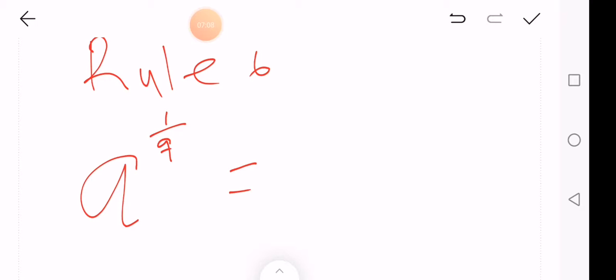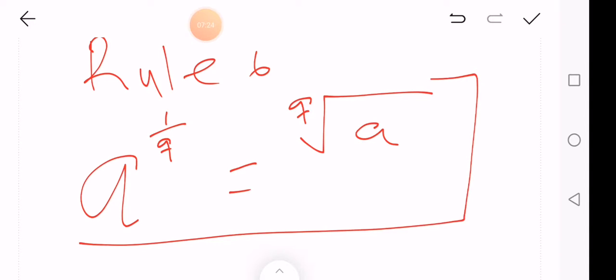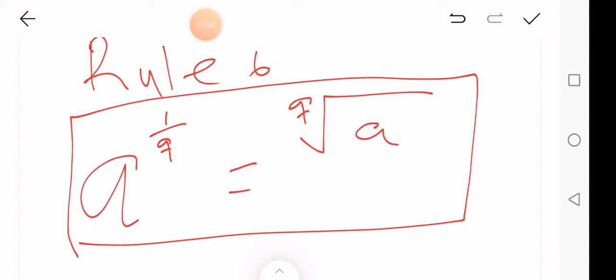Sorry, this is going to be the q root of a. So this is the rule: a to the power 1 over q is equal to the q root of a. The number raised to the power of 1 over n.